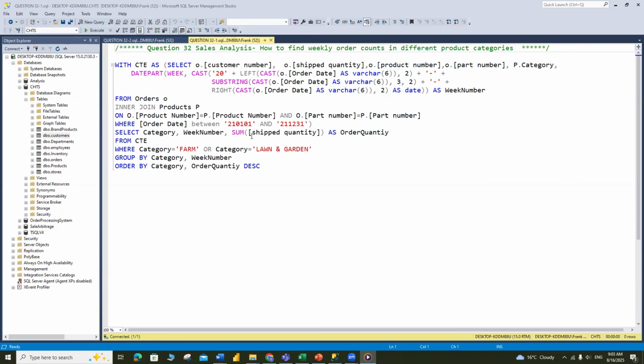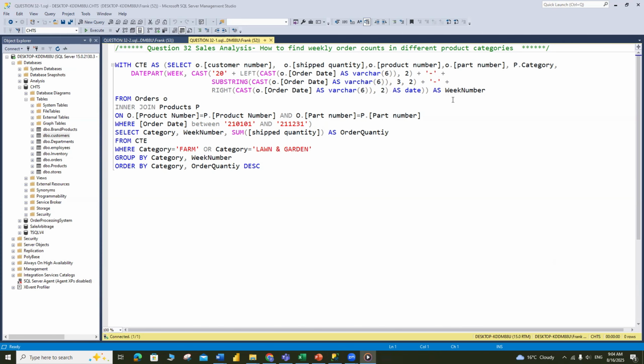Now let's see the solution in SQL Server Management Studio. The first challenge is the order date column. It's stored as a float in YYMMDD format, and we need to convert this into a proper SQL date type. Here's how we do it. We turn it from float into a string, and rebuild it into the format YYYYMMDD. Then we can use DATEPART week to extract the week number of the year.